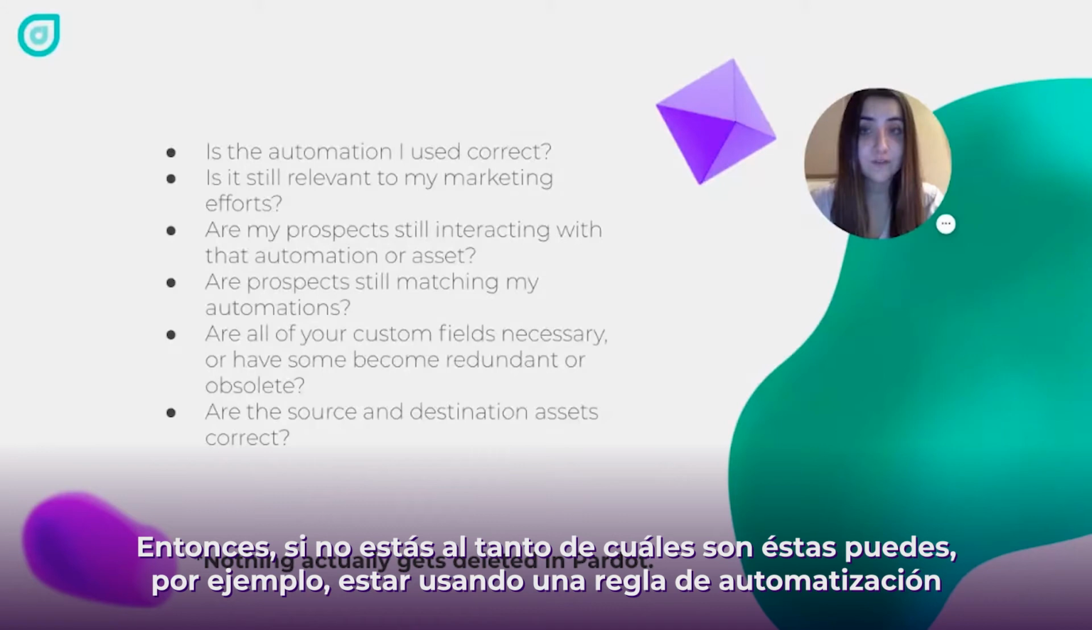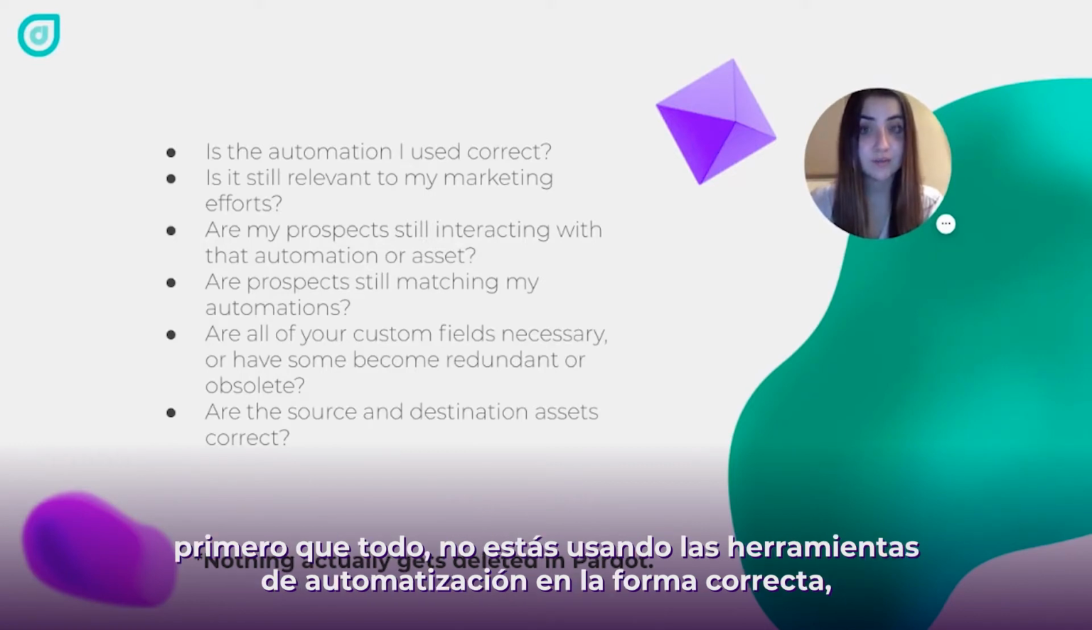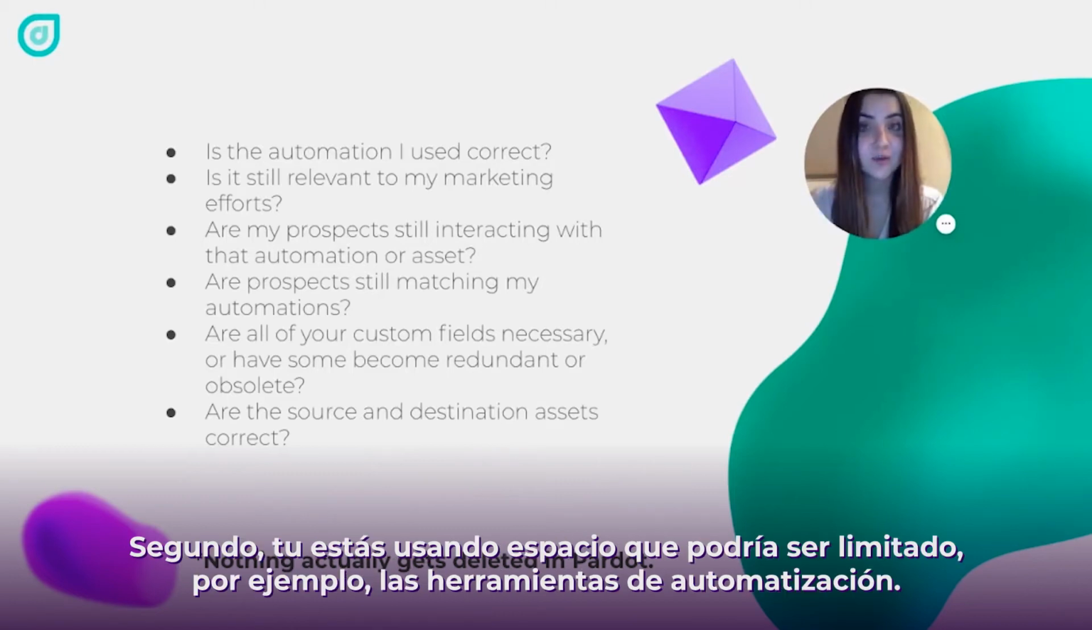However, if you're not aware of what these are, you can, for example, use an automation rule when you could have used a segmentation rule. And the problem with this is that, first of all, you're not using the automation tools in the correct way, so you might not be getting the most out of them. And second of all, you're using a space that may be limited, for example, in the automation rules.